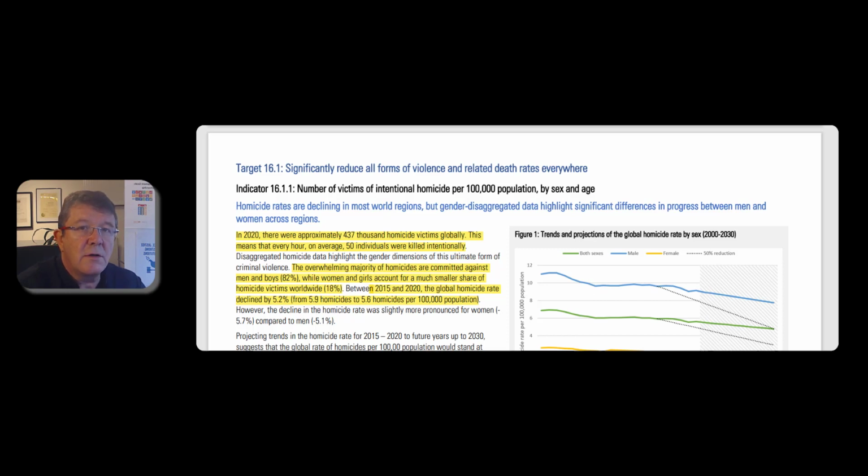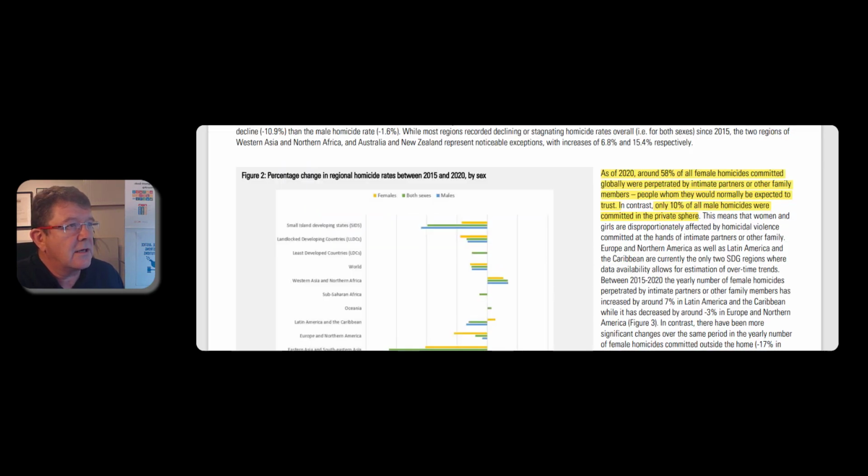The overwhelming majority of the homicides were male, 82%, with the remaining 18% being female. On the upside, between 2015 and 2020, the global rate of homicide declined by 5.2%. Another interesting statistic is that as of 2020, around 58% of all female homicides committed globally were perpetrated by intimate partners or other family members, people whom they would normally be expected to know or trust. In contrast, only 10% of male homicides were committed in the private sphere.